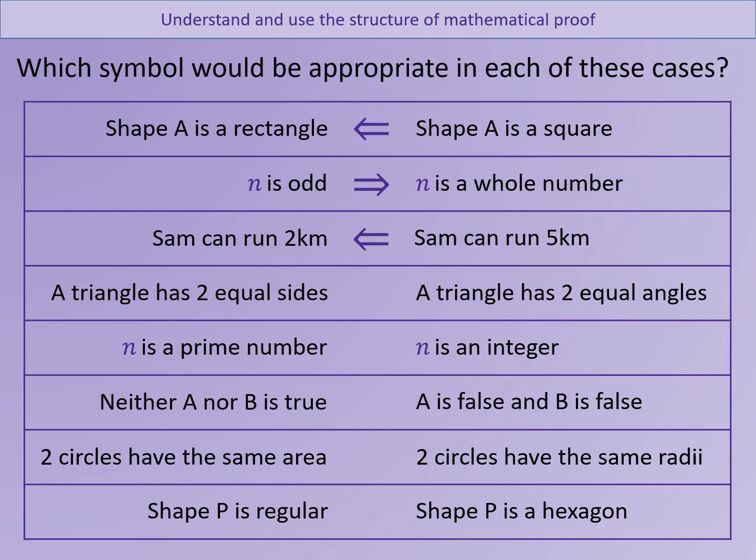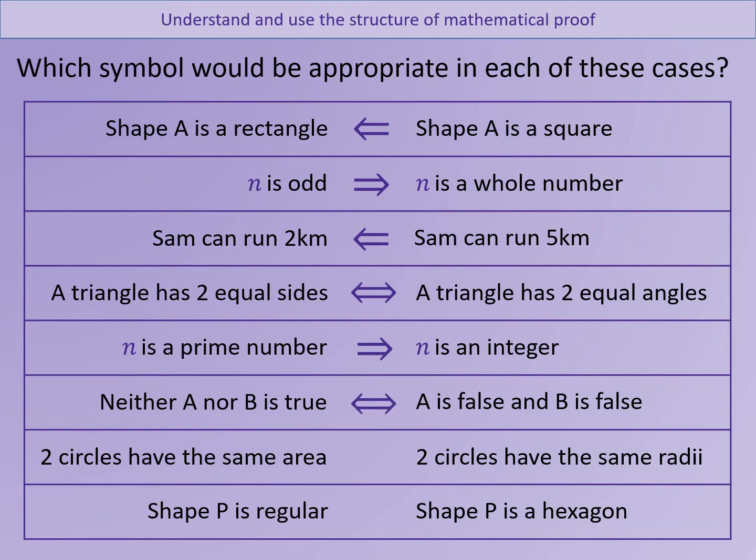We move on to the triangle question, and in this case, the symbol works in both directions. If we have a triangle with 2 equal sides, it implies that that triangle must have 2 equal angles as well. And if we have a triangle where there are 2 equal angles, then the implication is that it must have 2 equal sides. So both ways work in that particular case. Number 5, only from left to right. If we have a prime number, then it has to be an integer. But if we have an integer value, then it doesn't necessarily have to be prime.